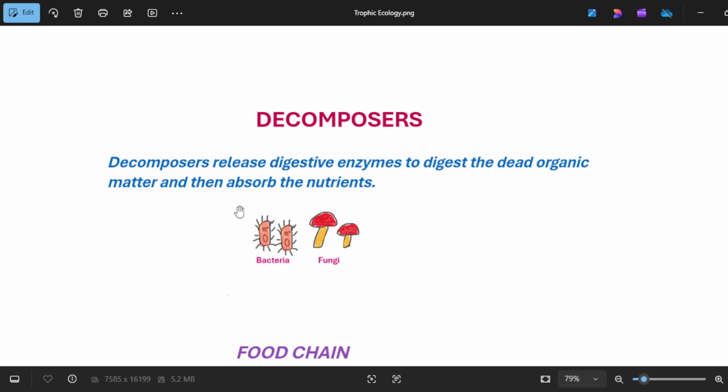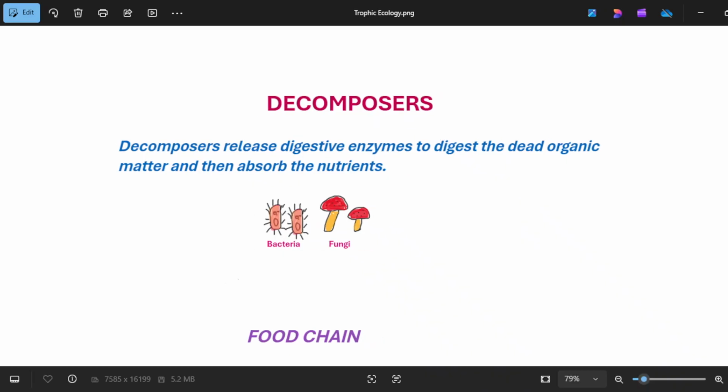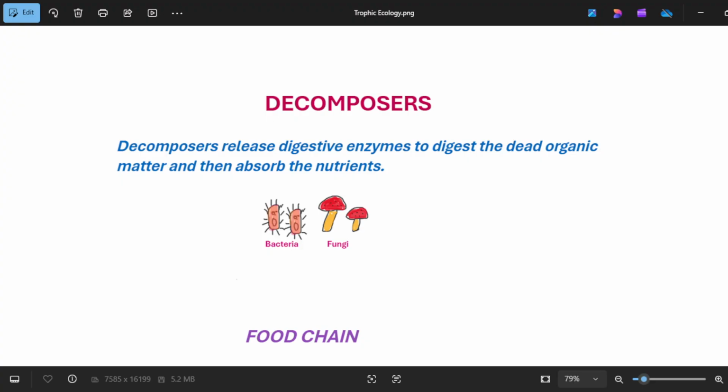So decomposers are different from the consumers. They don't have any mouth to eat or digestive system. They just release digestive enzymes outside on the dead organic matter, and that organic matter is dissolved, and afterwards the nutrients are absorbed from it. So that is about the decomposers. All the organisms which are dead will surely go through this decomposition process.